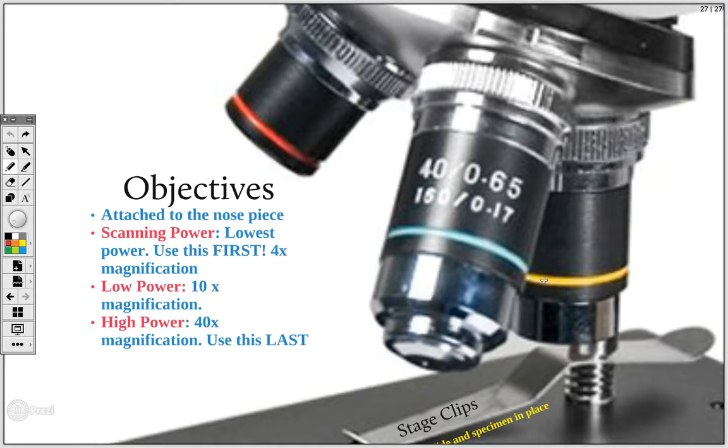The next one is our medium-sized one, which is right here in the back, that yellow one back there. And that one is our low power is what we call it. Low power because it's only a 10 times magnification. And our last one is this very large one right here, and this is our high-powered objective. This is the one that you use last, and the reason that we use it last we'll get to in a little bit, but it is a 40 times magnification, so 40 times the size of what it usually is. And again, that's our biggest one. These are our objective lenses that help us view smaller things on a microscope.